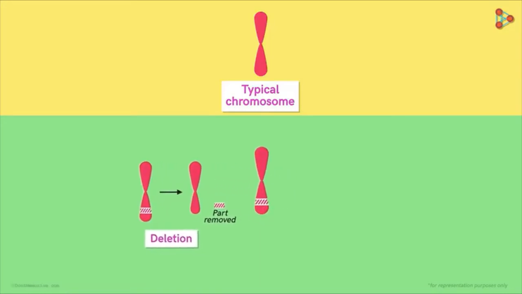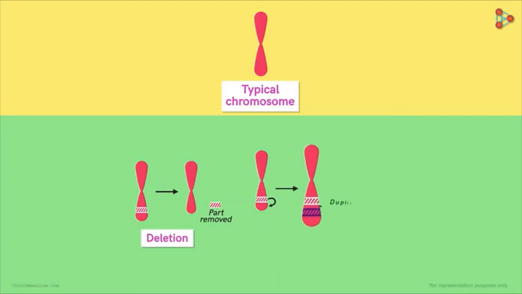Now imagine this part of the chromosome gets duplicated. As a result, the chromosome's length increases. Needless to say, this will also result in some abnormality or the other in the individual. This type of mutation is called duplication.